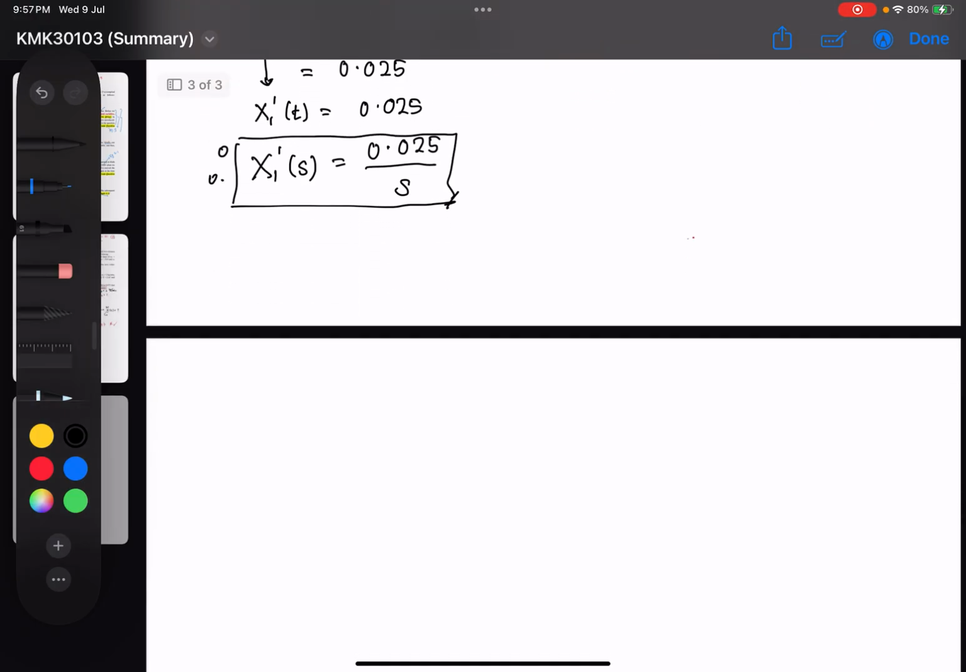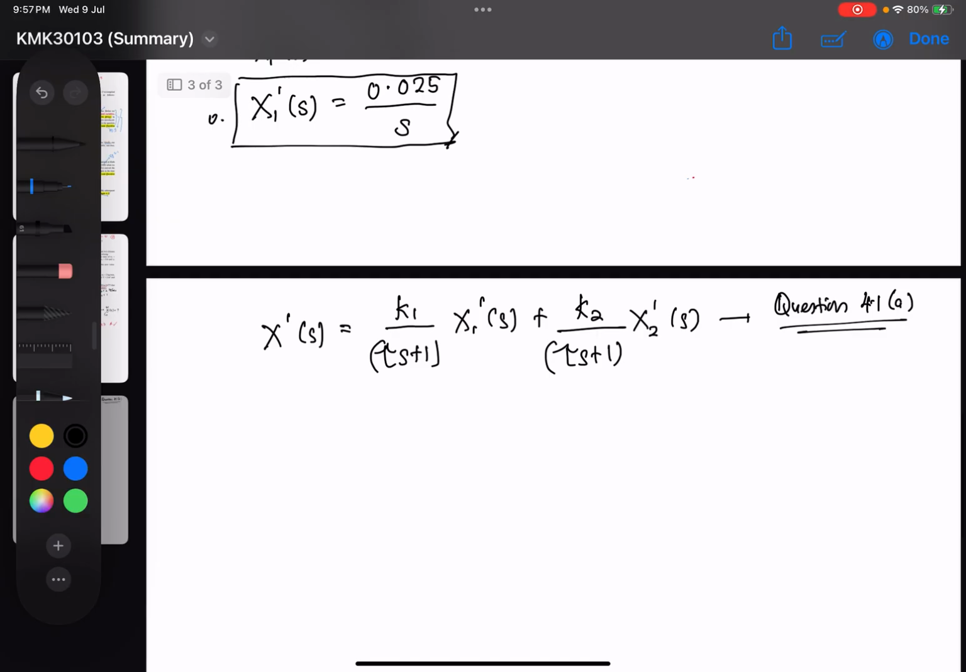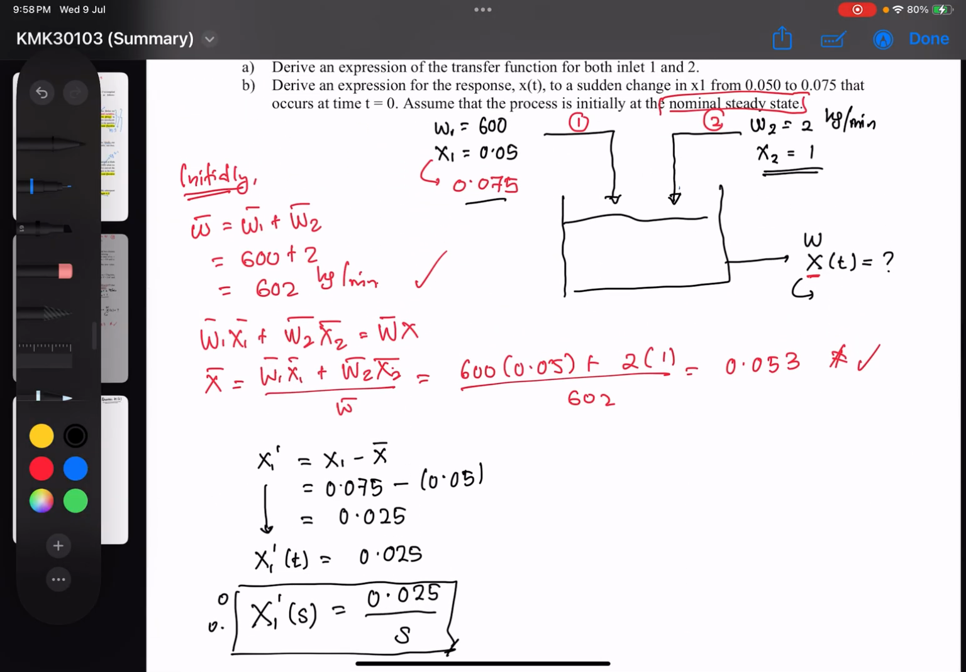Now I already have this value. Before this, I derived that the deviation value as a function of s equals K1 divided by tau s plus 1, multiplied by x1 prime as a function of s, plus K2 divided by tau s plus 1, multiplied by x2 prime as a function of s. I derived this for question 4.1 part A, so I end up with this. But I also noticed that for stream 2, x2 is equal to 1, meaning that stream 2 only has component A.